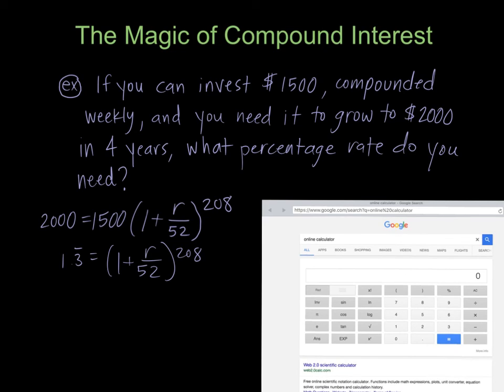So I'm going to subtract 1 from both sides. And now I'm going to times 52. And I get 0.0719. All right, so it looks like it worked out. That's about 7.2%. Move your decimal point twice. And that's a reasonable answer.